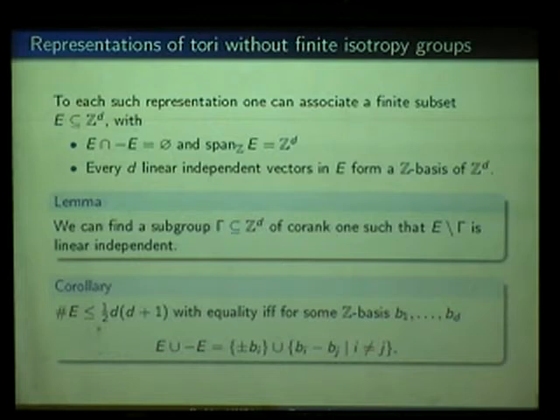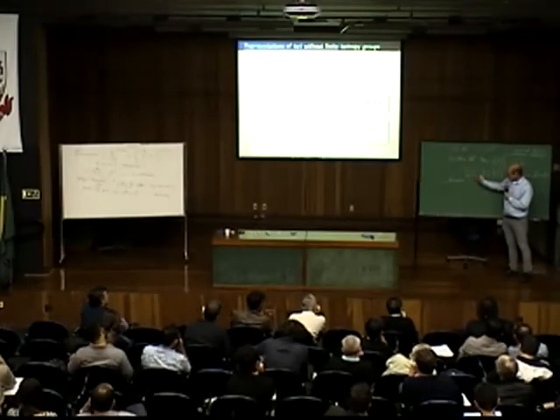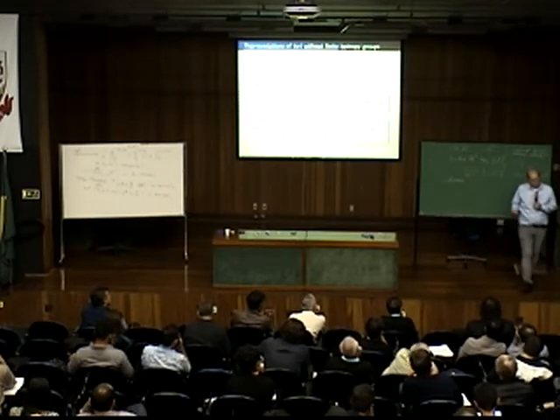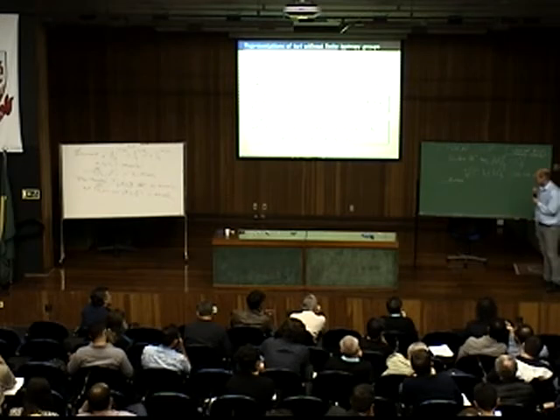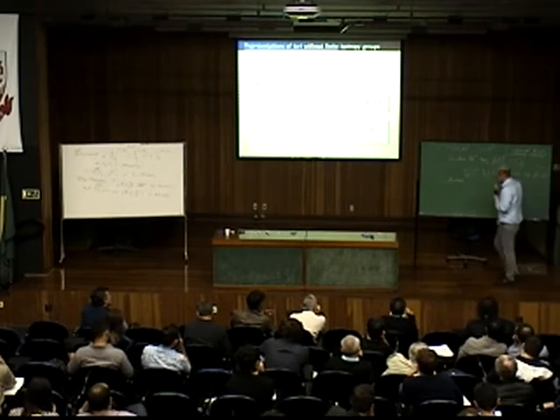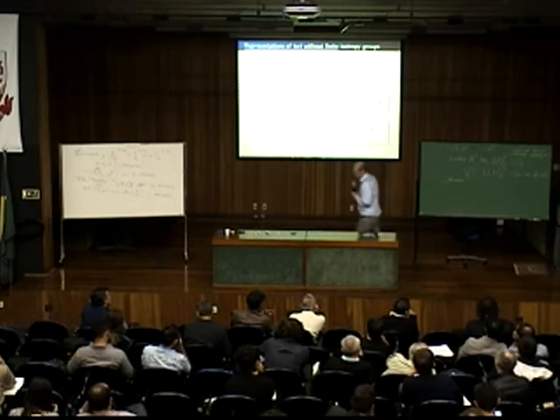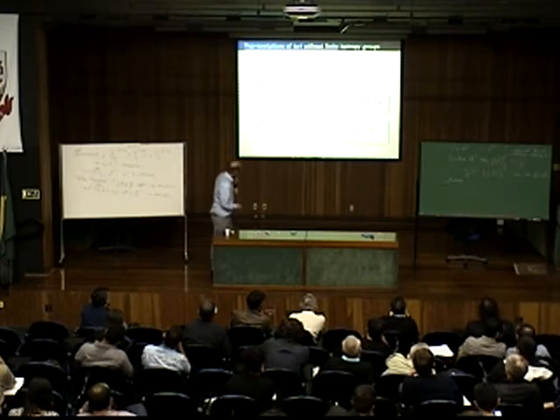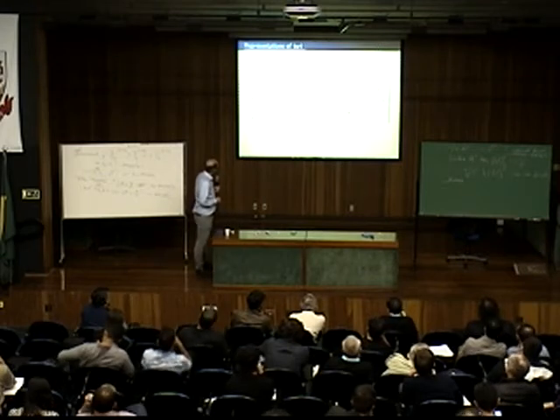So the moral of the story is, if you have such a representation, then of course the dimension could still be very big compared to the torus, but there must be lots of equivalent subrepresentations. So you actually see lots of equivalent subrepresentations. That's one of the corollaries.